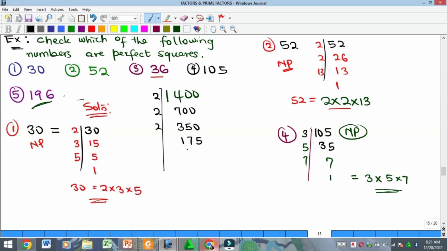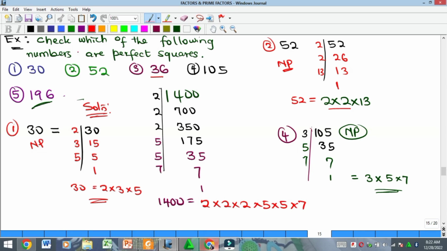Can 3 divide this? The sum of this is 13, and 3 cannot divide 13, so 3 cannot go. Let's try 5. Yes, 5 can go. 5 into 17 will give us 3, remainder 2. Then you carry it here, that's 25. 5 into 25 is 5. Okay, 5 can still go again, and that will give us 7. Okay, 7 finally is 1. So we can see that our 1,400 is equal to 2.